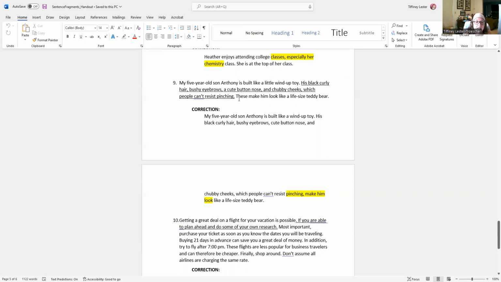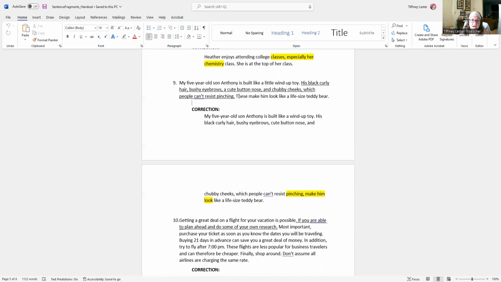His black curly hair, bushy eyebrows, a cute button nose, and chubby cheeks, which people can't resist pinching. It's just a list. It's not connected to anything. So what are all of those physical traits referring to? Why are we listing them in the first place? Is it because those explain how he's built like a little wind-up toy?